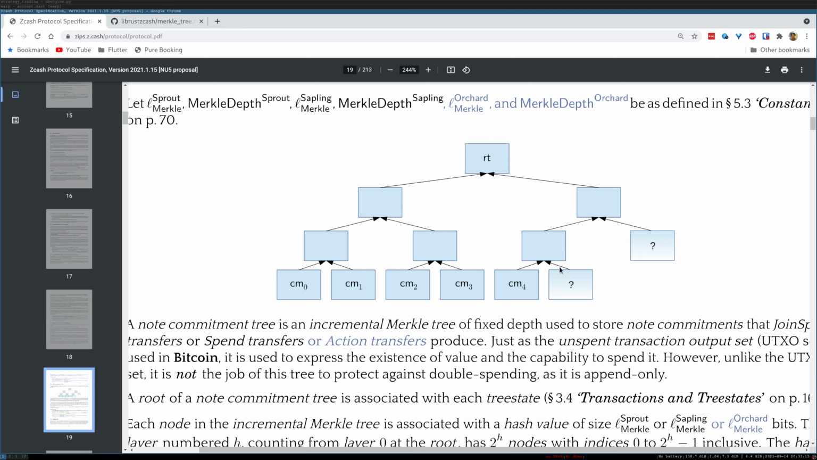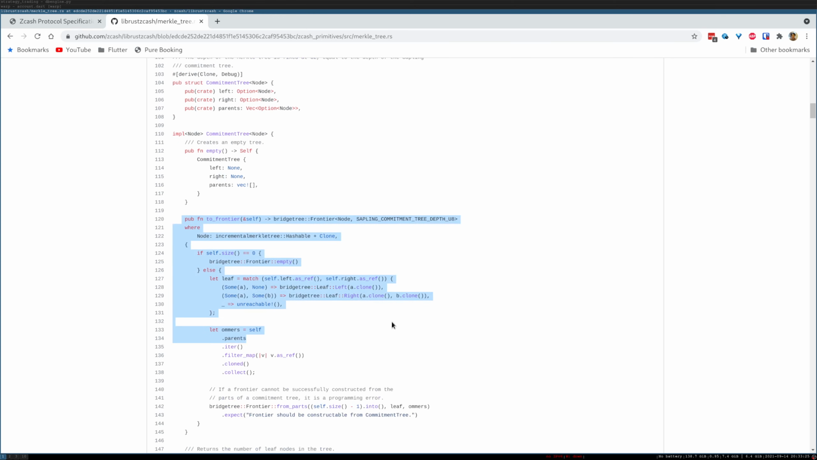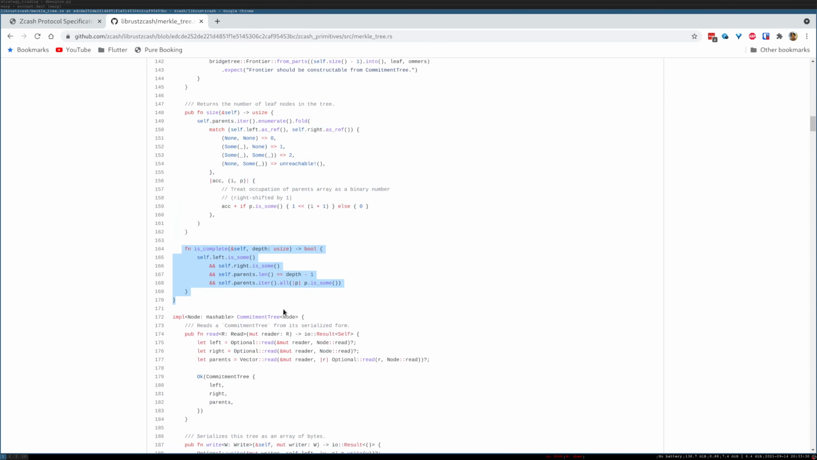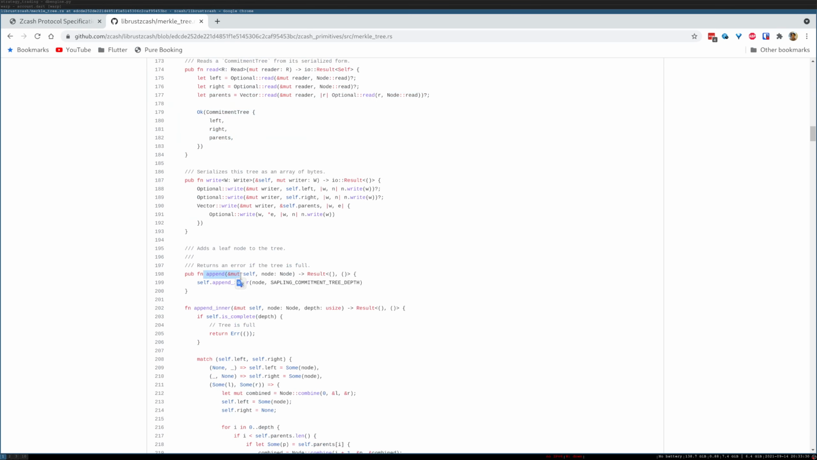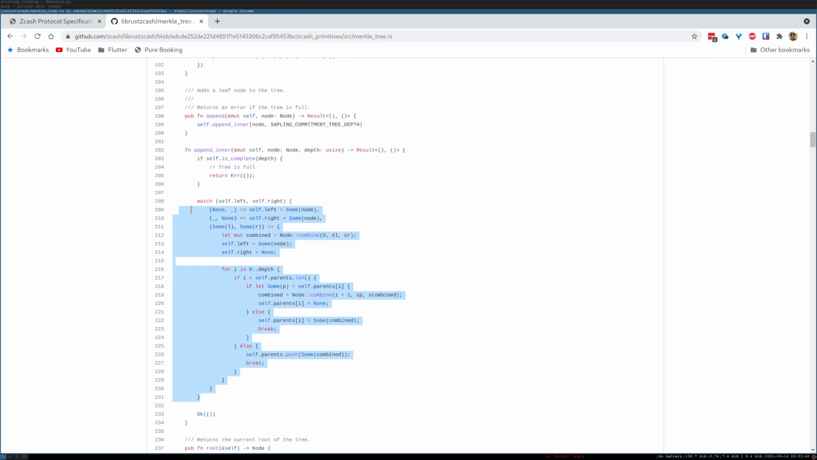So at the end of the day, you have the following algorithm. Let's keep the frontier. We don't really need size. We don't need is_complete. We don't need read and write. So only this append, right? And append delegates to append_inner, which is this guy. Okay, so this is the algorithm we were talking about.